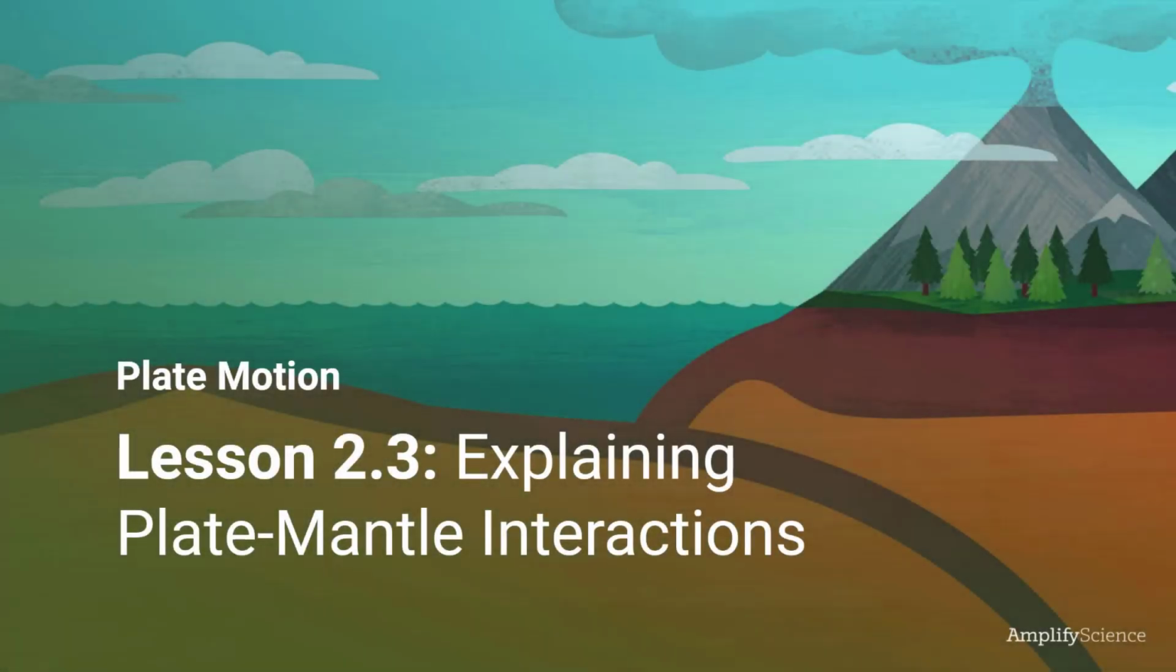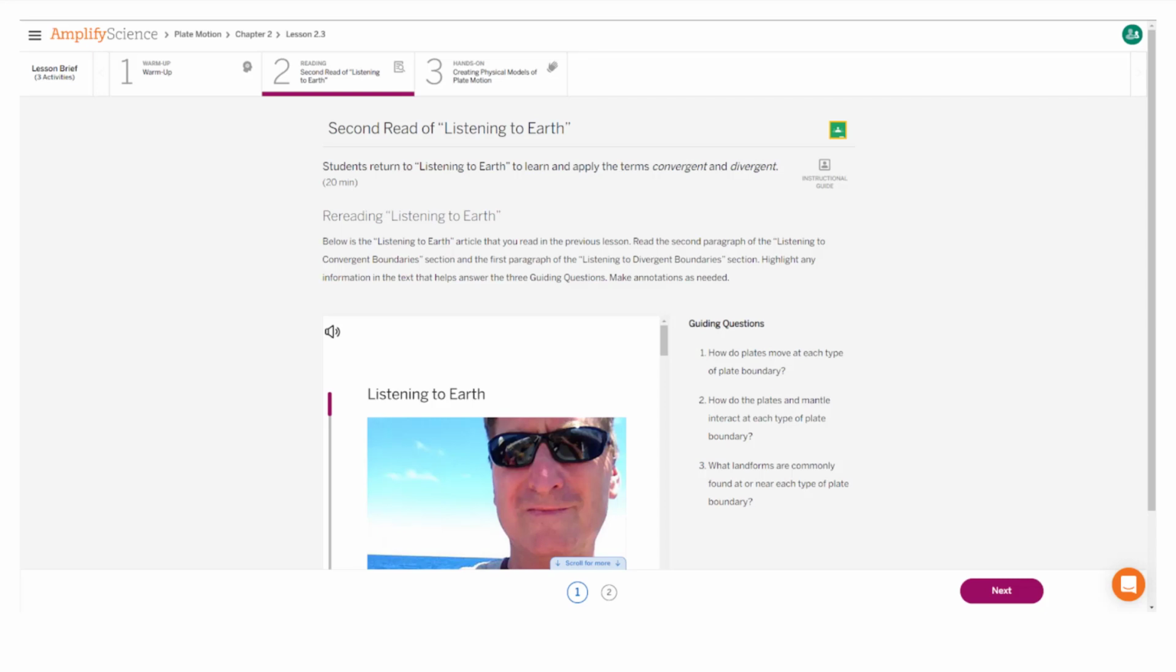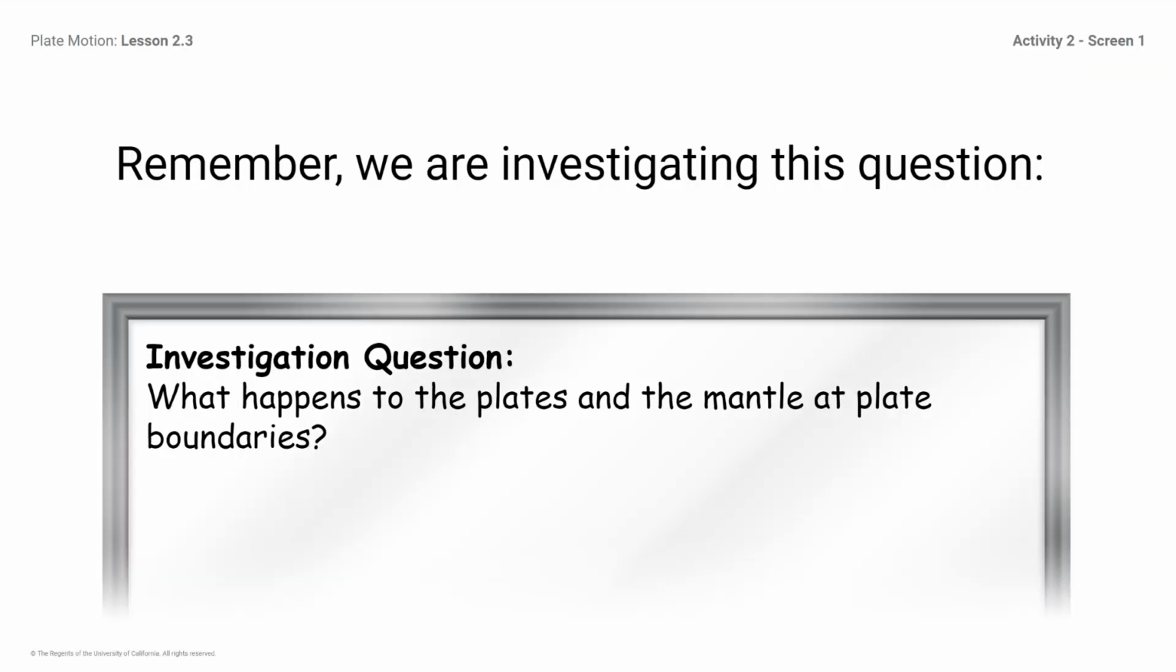Plate Motion Unit, Lesson 2.3, Explaining Plate-Mantle Interactions. Activity 2, Second Read of Listening to Earth. Here is what your student screen looks like for this part of the lesson. Remember, we are investigating this question. What happens to the plates and the mantle at plate boundaries?